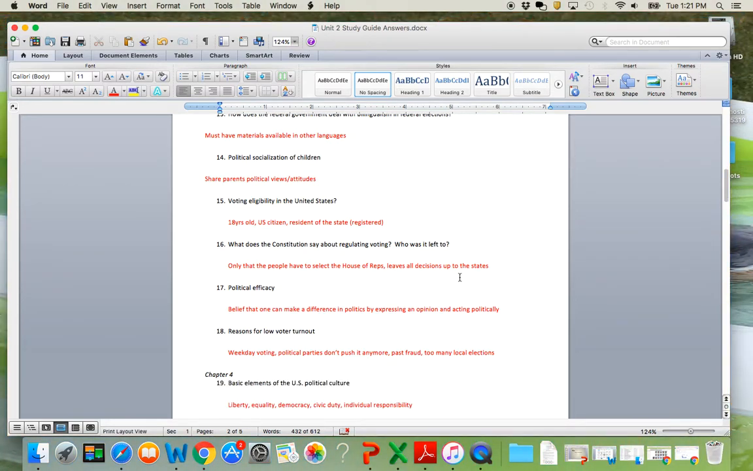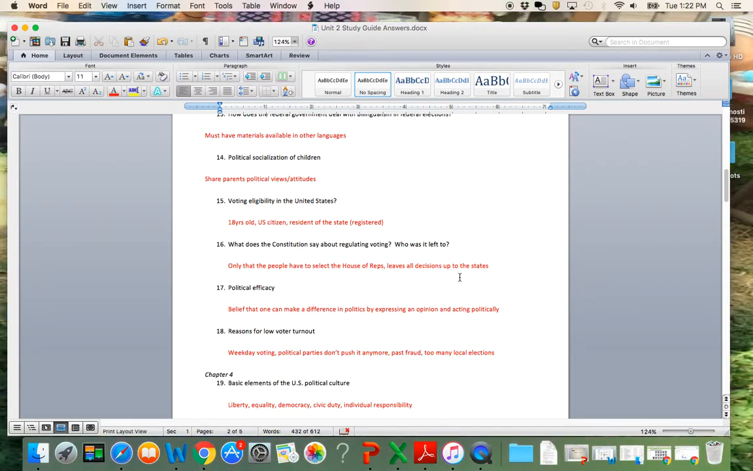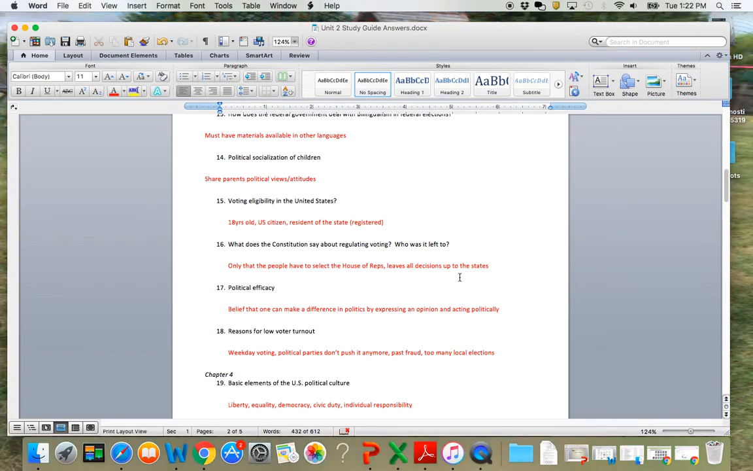The Constitution does not say much about voting. It does say that the people have to select the House of Representatives, and it left most voting decisions up to the states until the federal government did take over when they passed a few amendments, as well as civil rights voting acts.